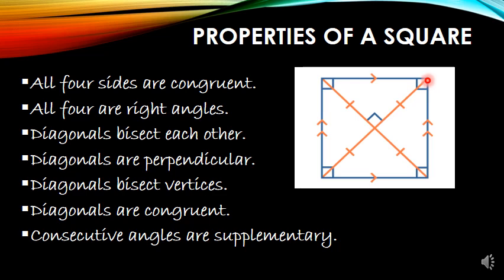But what can you say about the diagonals of square and rectangle? They are always equal. The diagonals of the square are equal. Similarly, the diagonals of rectangle are also equal.